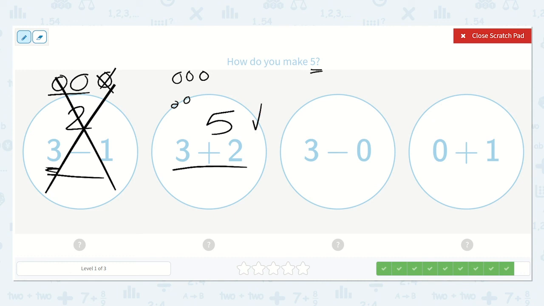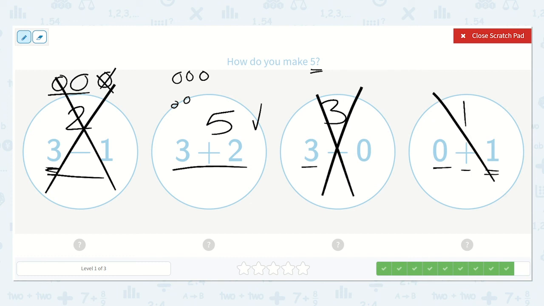Let's check the others. 3 minus nothing will just be 3. That's not it. 0 plus 1 will just be 1. That's not it. So our answer is 3 plus 2.